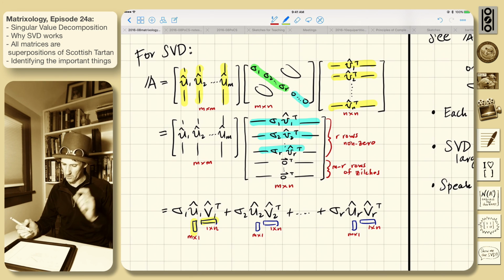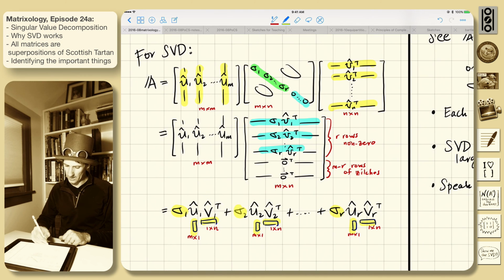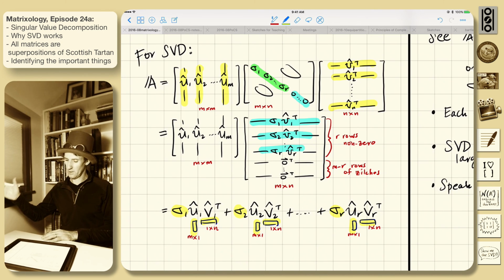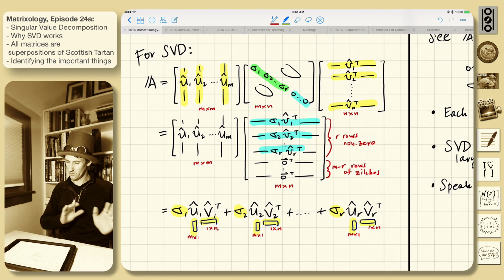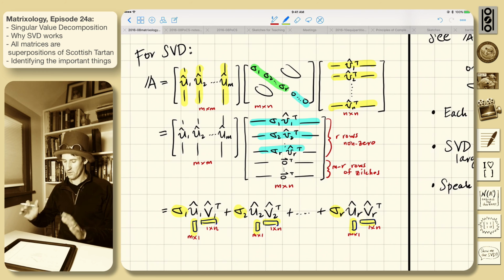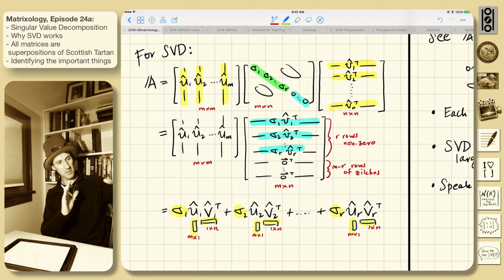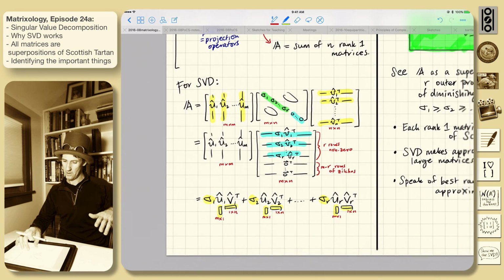So we end up with, and the sigmas are just constants, so they pop out the front, these outer products weighted by the sigmas. Sigmas are all greater than 0. Sigma 1 is the largest one, and sigma 2 is less than or equal to it, and so on. These are all outer products, but instead of being V1, V1, they're now U1, V1 transpose.